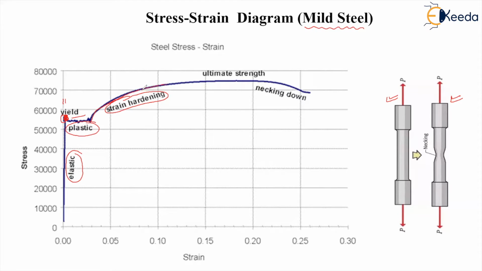And then we get a peak point, where the stress is maximum. The maximum stress obtained at a certain point is called the ultimate strength. That is called the ultimate strength. The material cannot have strength higher than this ultimate strength.